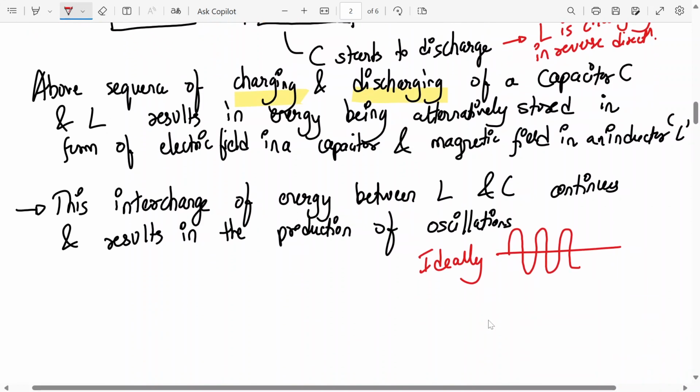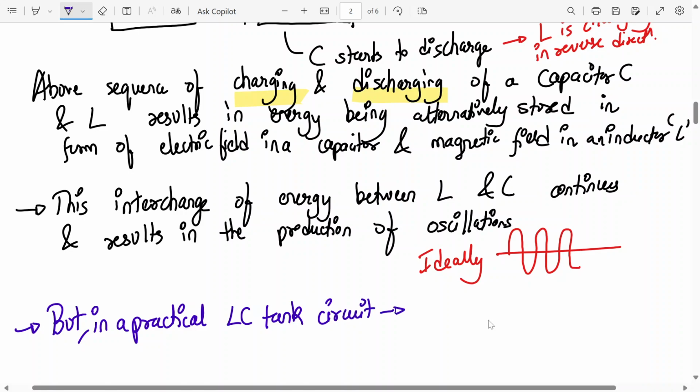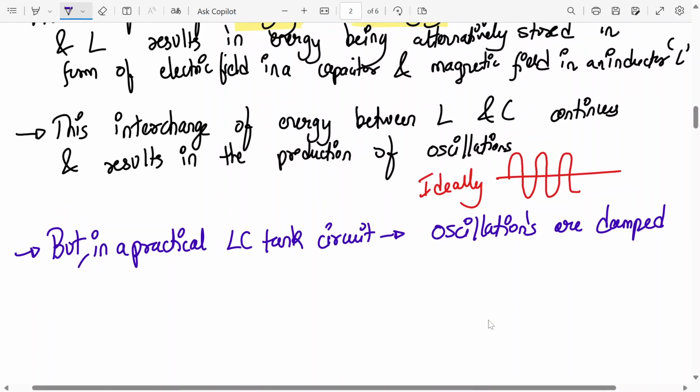Okay, but in a practical tank circuit which consists of L and C, in a practical LC tank circuit, oscillations are damped oscillations. What do you mean by damped oscillations? I'll tell you. Because of losses in L and C. Okay. So what do you mean by losses in L and C?